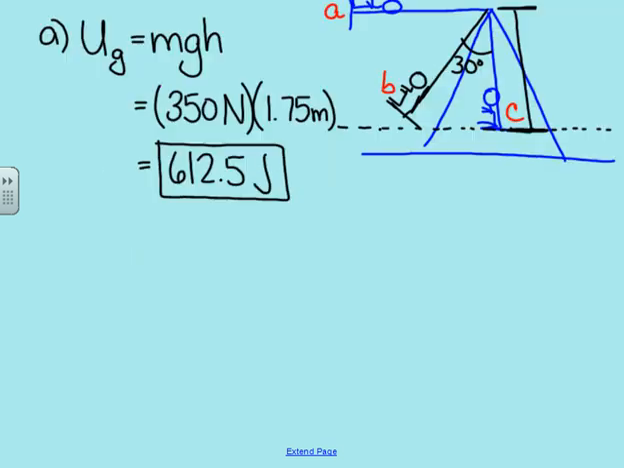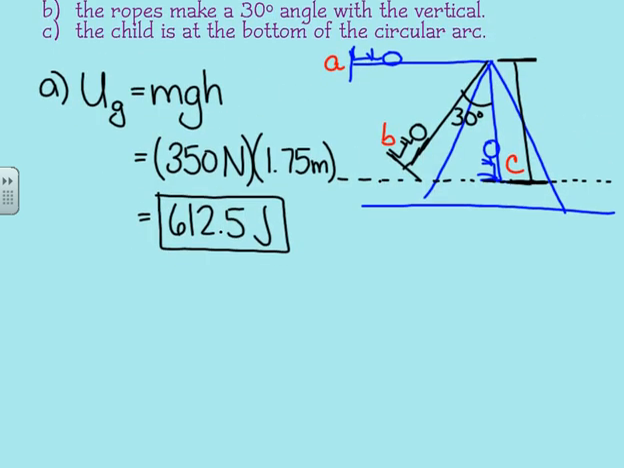Part B is where the ropes make a 30-degree angle with the vertical, as shown in black here. For part B, I will still have 350 as m times g. But I will have a different height. To figure out that height, I'm going to draw a different triangle here.